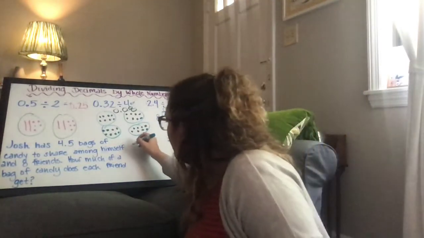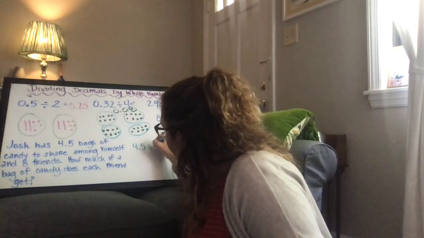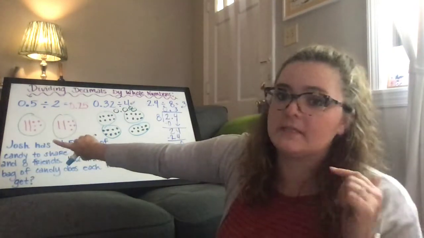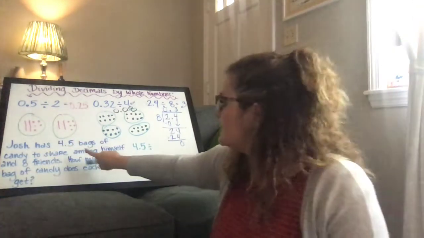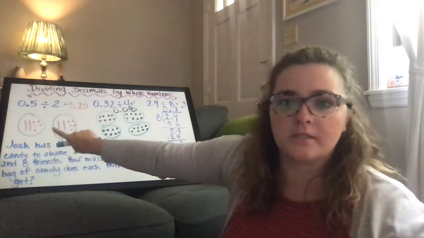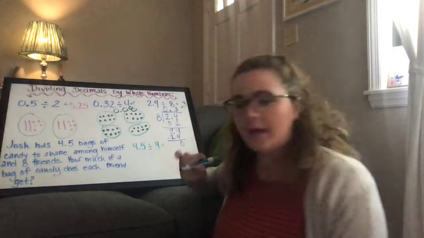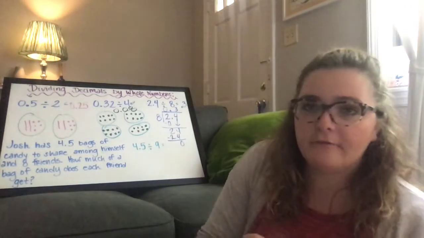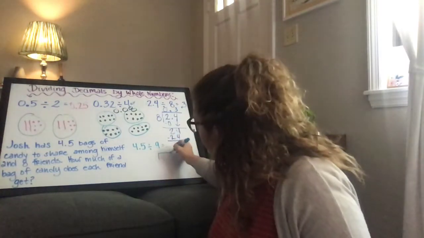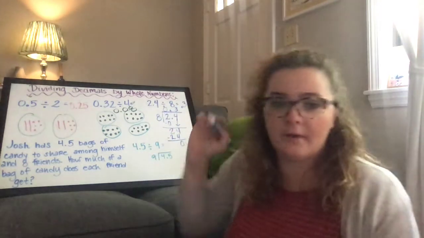And so when we think about it, it's really going to be 4 and 5 tenths divided by not 8. That's the number I see in my problem, but it's not the actual number I'm dividing by because it's among himself and 8 friends. So himself plus 8 friends would be 9. So 4 and 5 tenths divided by 9. Okay? Now, my dividend is my decimal, so it's going to go into my house. I have my 4 and 5 tenths here being divided by 9.